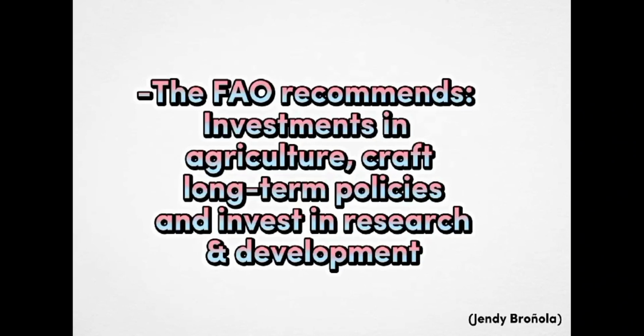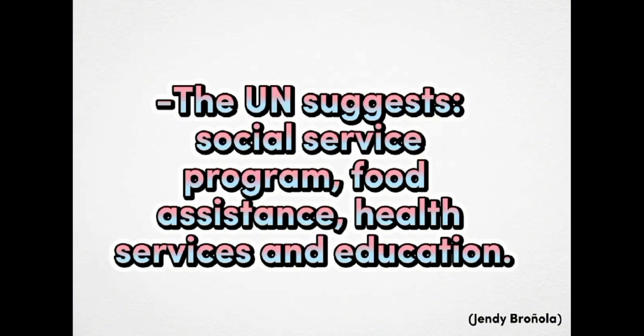The Food and Agriculture Organization recommends that countries increase their investment in long-term policies aimed at fighting poverty and also invest in research and development. Then the United Nations suggests that a country needs proper social service programs, for example food assistance, health service centers, and education for people who can't afford schooling, so that people in a country don't struggle, and so they have enough support if they lack food or find it hard to pay for check-ups and schooling.